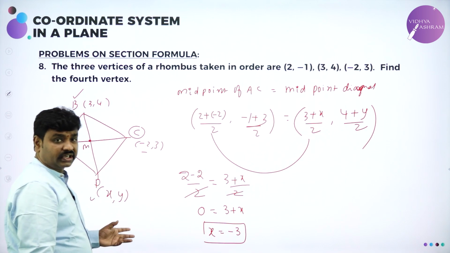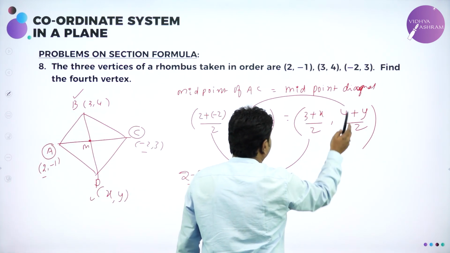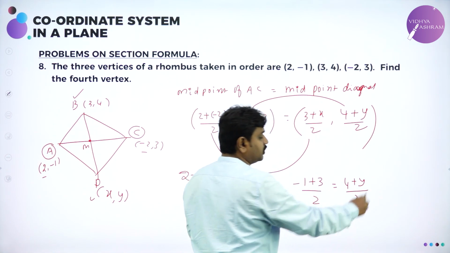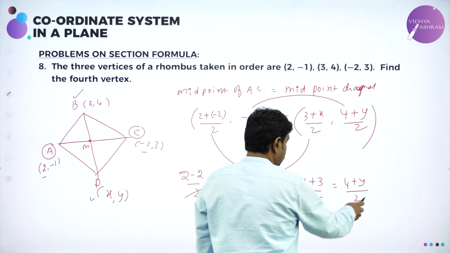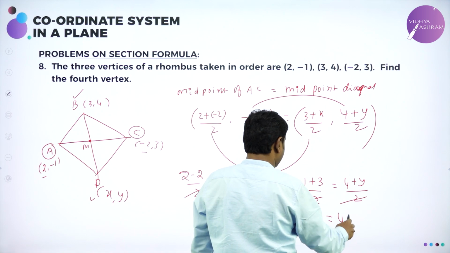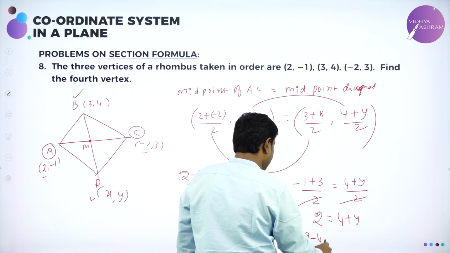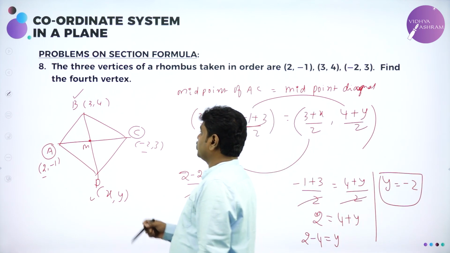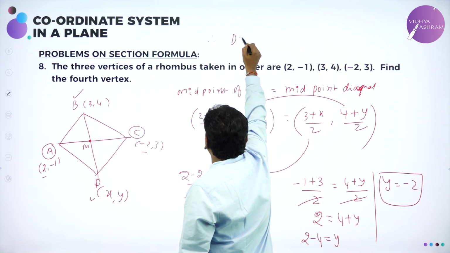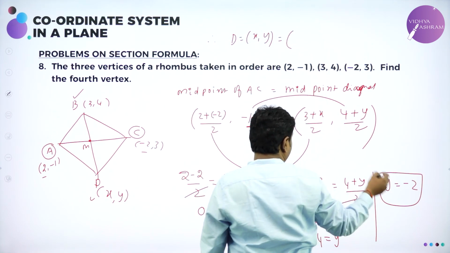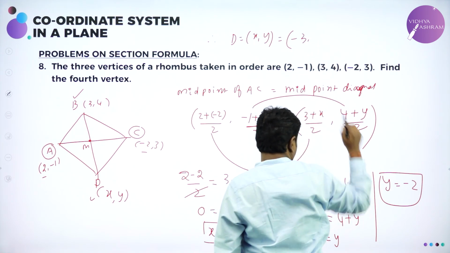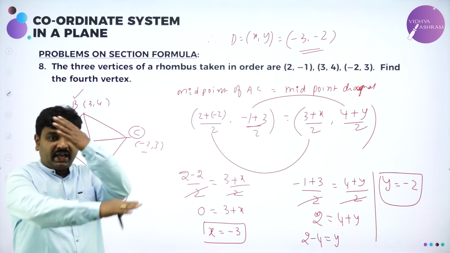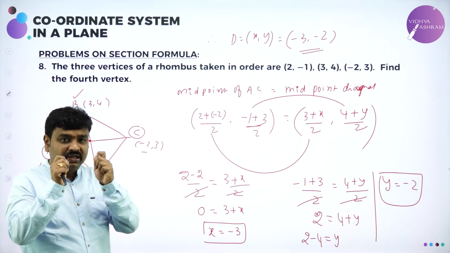Got the x coordinate of the fourth vertex. Now equate the y coordinate with the y coordinate. Minus 1 plus 3 by 2 is equal to 4 plus y by 2. Further I can cancel 2. This is 2 in the numerator, and the denominator is 4 plus y. Transfer this side: 2 minus 4 is y, and the y value is minus 2. So we got the y coordinate as minus 2, and the x coordinate as minus 3. Therefore, the fourth vertex D, which we assumed as x comma y, is minus 3 comma minus 2. That's it. I hope all of you understood the concept: the diagonals of a rhombus bisect. Bisect means they cut at the same midpoint.